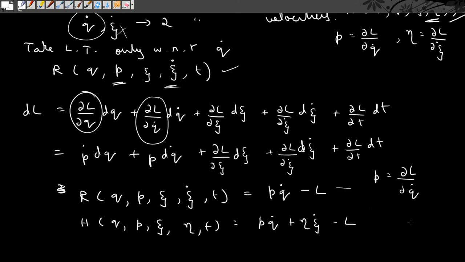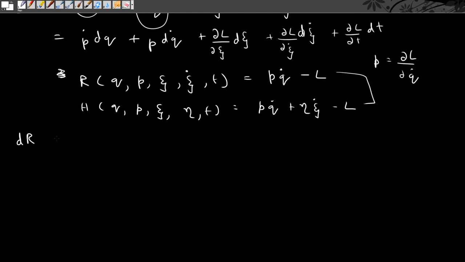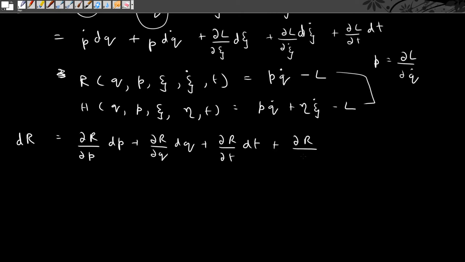This is just to see the difference between how to get the Routhian and the Hamiltonian. Now we already found the differential of the Lagrangian. Let us now find the differential of our Routhian. This is nothing but ∂R/∂p dp plus ∂R/∂q dq plus ∂R/∂t dt plus ∂R/∂xi dxi plus ∂R/∂xi dot dxi dot.